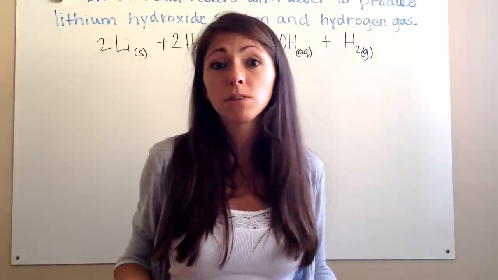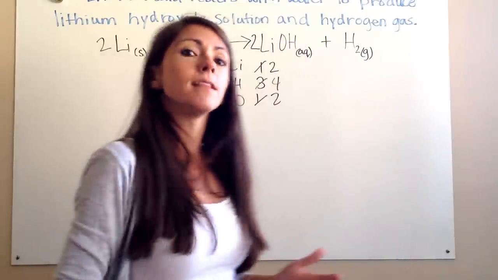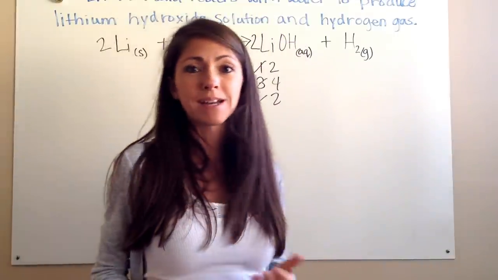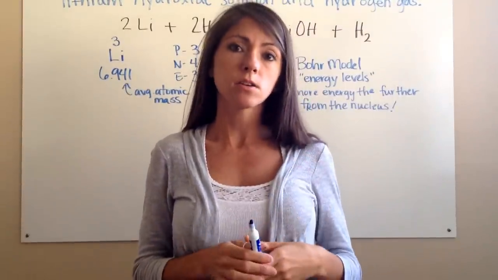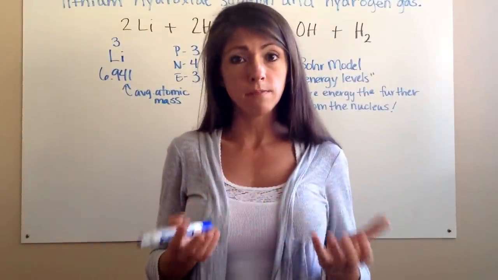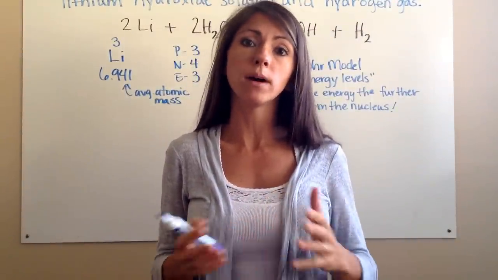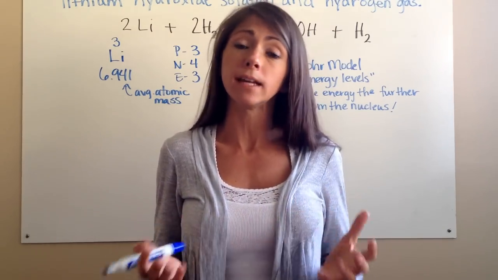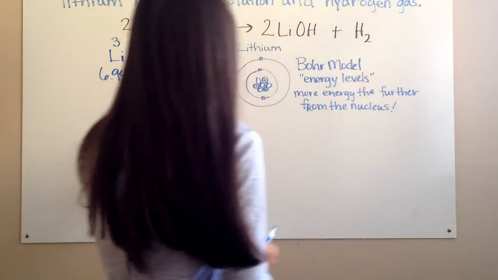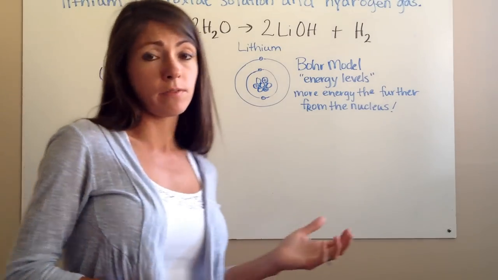When you have a balanced chemical equation, you create a proportion that makes mass equivalent on both sides of the chemical reaction. First, start talking about the little things, starting from the smallest unit of matter, which is an atom, and talking about what is inside that atom and how it relates chemically to the behavior of any element. Now, lithium is one of the elements involved in this chemical reaction.